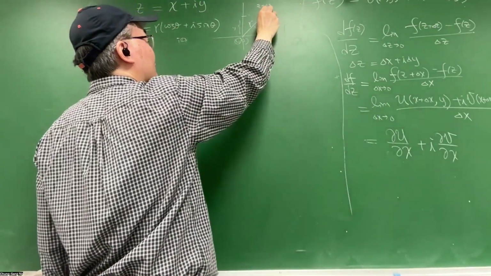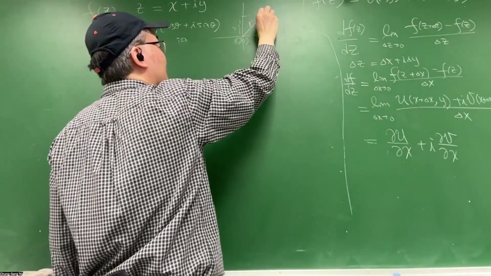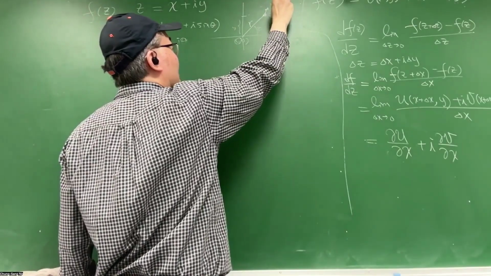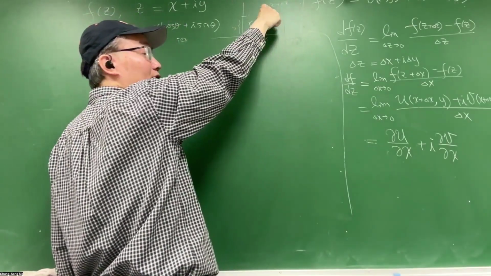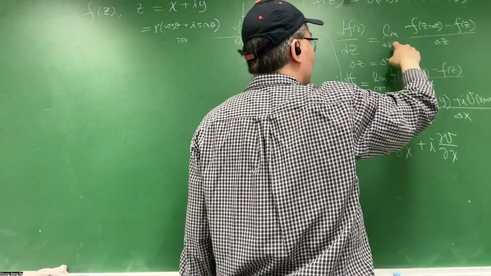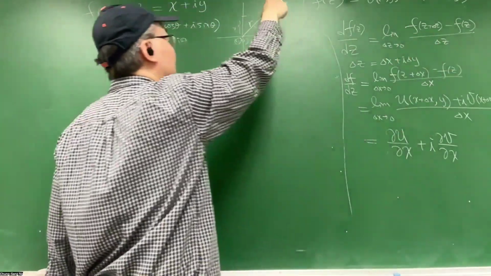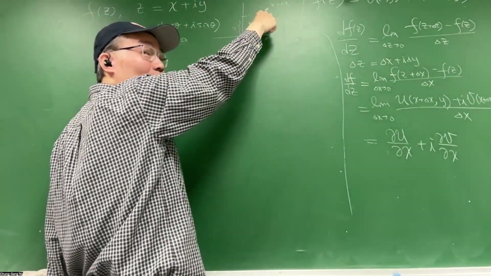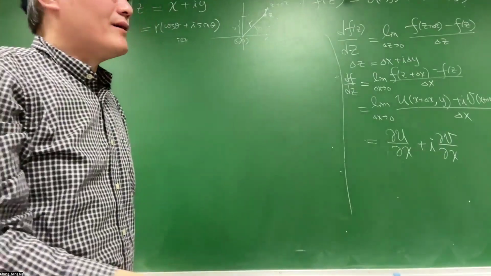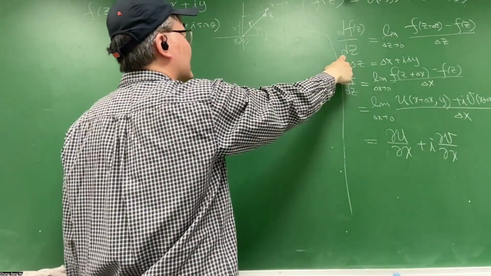So z plus delta z can be any point. So this point is z. This is z plus delta z. Right now it's in this direction, and the definition is we want delta z to equal zero, so this point will go to this point, and then take this limit. And then we define df/dz this way.